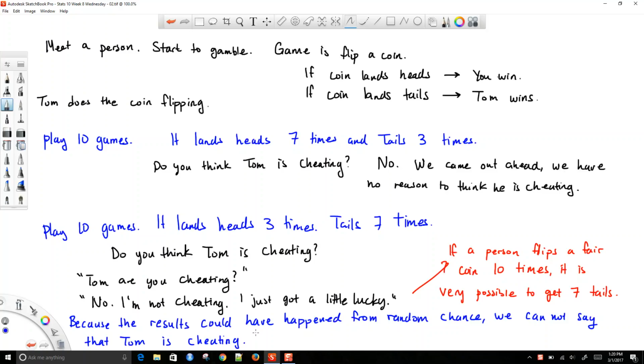Is it possible that he is cheating though? Yeah, it's possible, and that could be why he won 7 times out of 10. But it could also be that he won 7 times out of 10 just from random luck too. So right now we can't tell if it's just random luck or if there's cheating going on, because either case is possible. All right. So far, so good with this line of thinking.